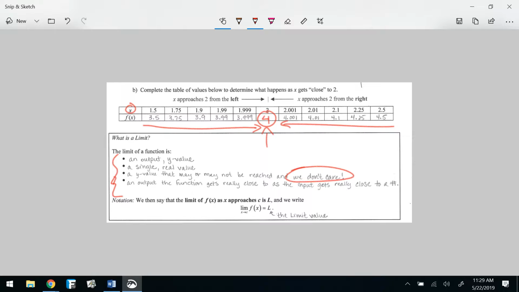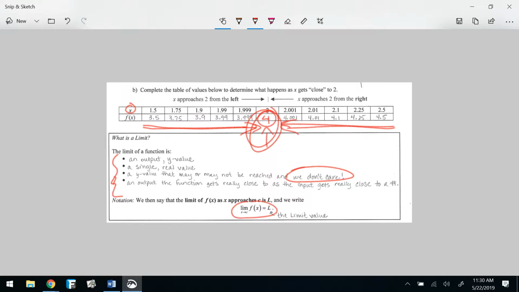A limit is an output the function gets really close to as the input gets really close to a number. So as these x values get closer and closer to 2, it goes to that specific value of 4. Okay, here's our notation. The limit as x approaches c of f of x equals L.